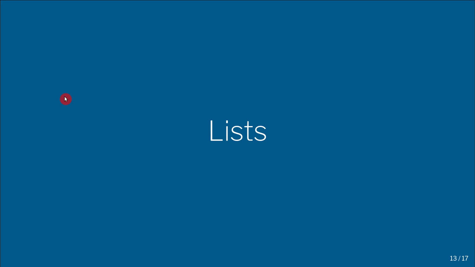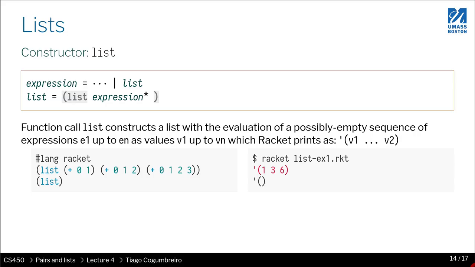We're now going to cover lists, another data structure that is widely used in many programming languages. So the constructor of a list is, you guessed it, called list. And the idea is that you can use zero or more expressions, and each expression is going to be evaluated, and the result is going to be placed in the list.